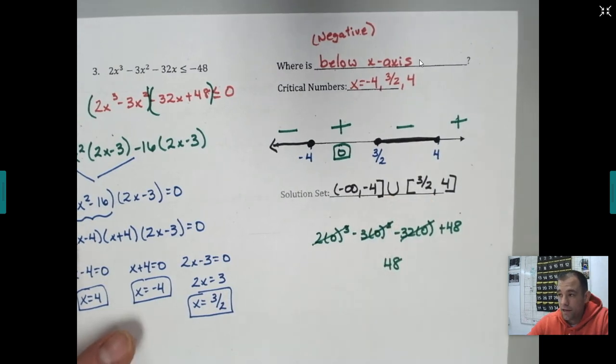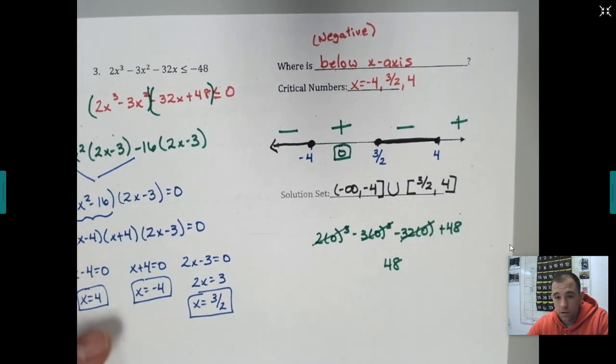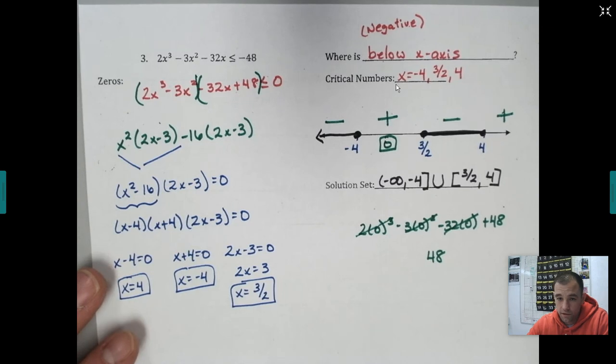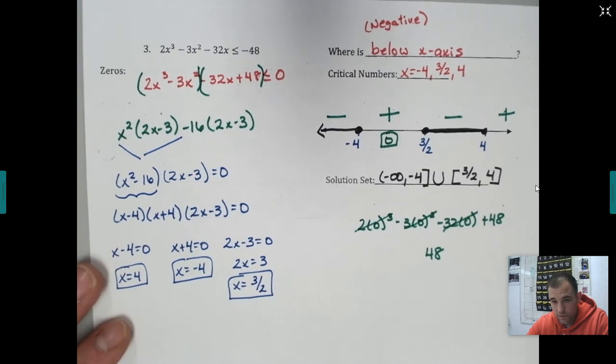Okay? So that is how you solve quadratic inequalities by factoring, find the critical numbers, graph it on the number line.